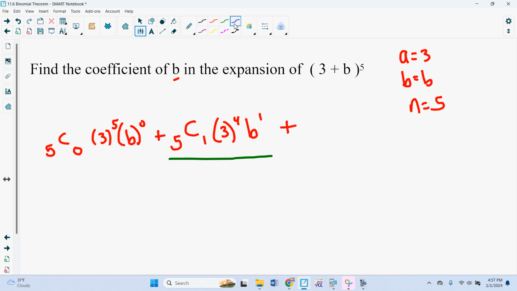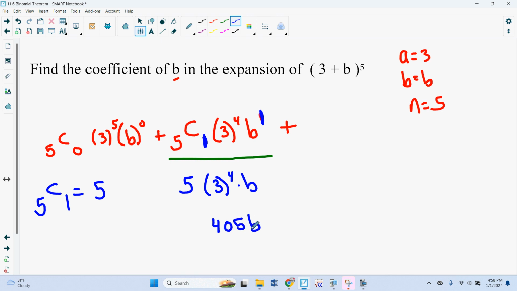And as I said earlier, just kind of in passing, to help you figure out these coefficients, whatever this number is on the C is the same number that is on our second term, that is B. So if we go 5C1, if you put that in the calculator, you would get 5. So this would be 5 times 3 to the fourth times B, which is 405B. So what is the coefficient of the B term? That is 405. So instead of writing out all of them, we want to find an individual one. Let's take another one.